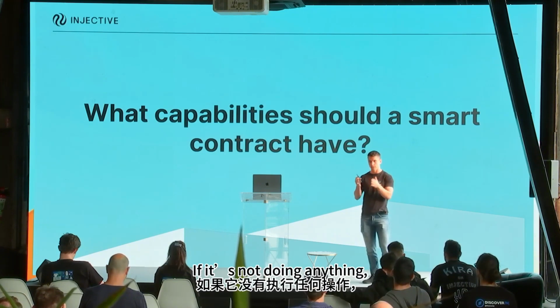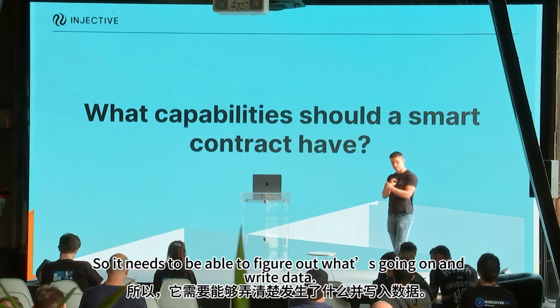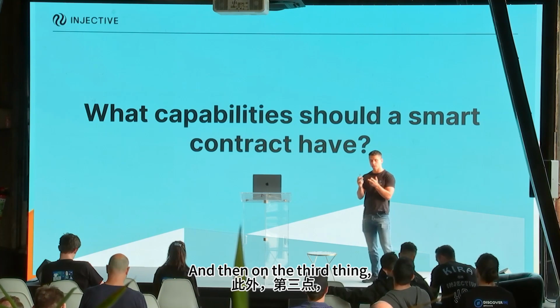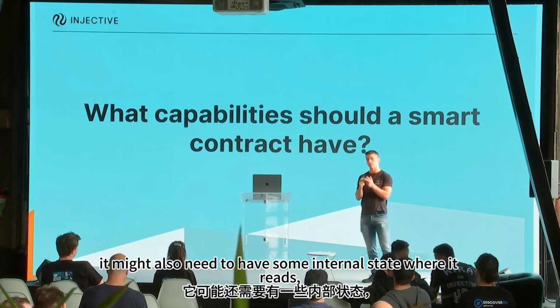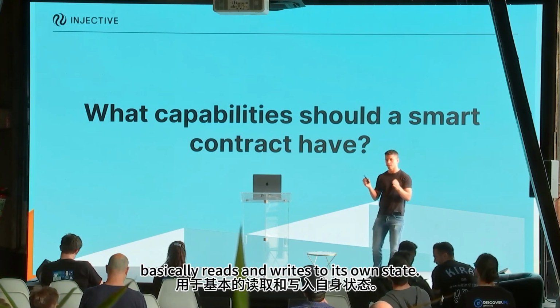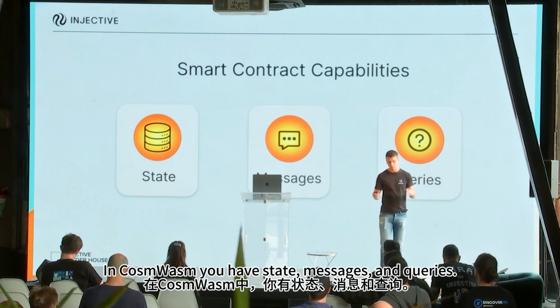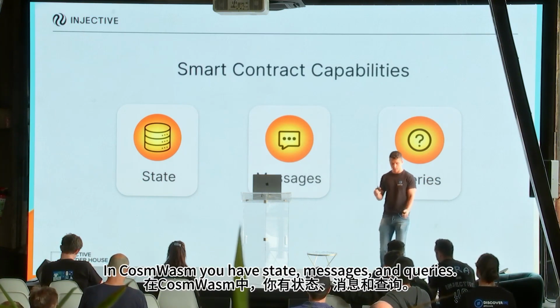I mean, if it's not doing anything, it's a pointless contract. So it needs to be able to figure out what's going on and write stuff. And then the third thing, it might also need to have some internal state where it basically reads and writes to its own state. So in summary, in CosmWasm you have state, messages, and queries.